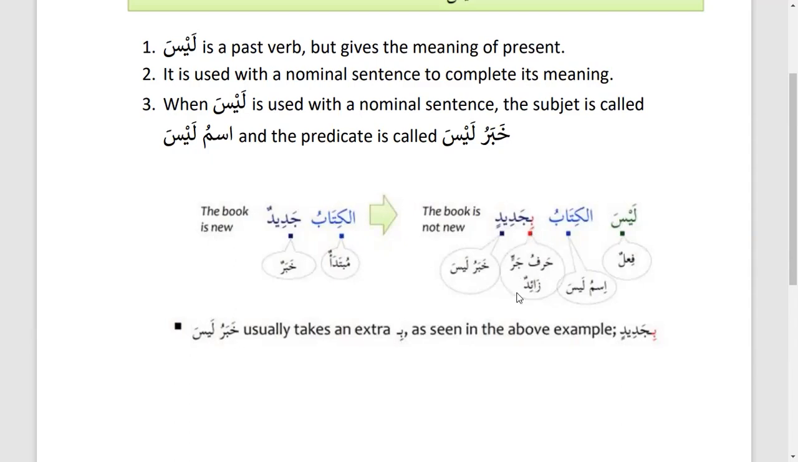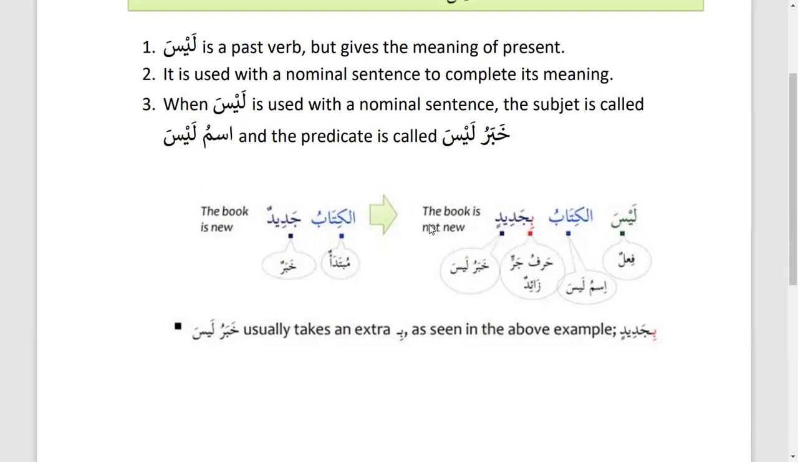So we say harfu jarrin zaidun. Why do we say zaidun? It is harf jar, but it does not have the meaning of harf jar. We know the meaning of ba is "in" or "with". For example, we say Bismillah, in the name of Allah. We say Billahi, by Allah, when we take an oath. But here, it is harf jar, and it is doing its function, giving kasra or kasratain to the noun. But we will call it harfu jarrin zaidun. It is zaid, it is extra. That's why when we translate it, it will not be translated with the meaning.